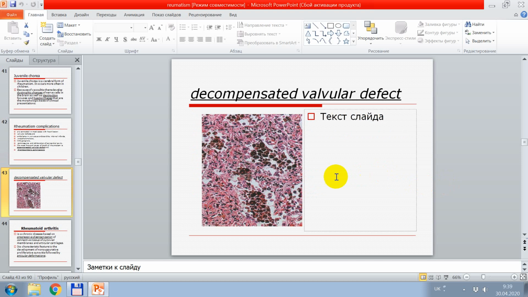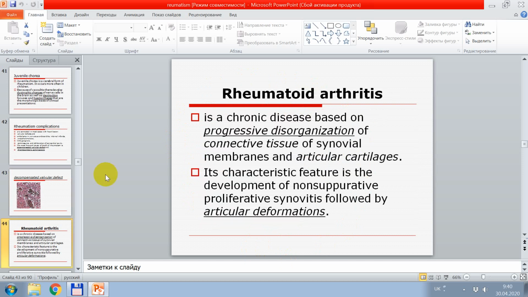In this picture, we demonstrate a complication of rheumatism, where formation of decompensated valvular defect, and then in the lung present signs of formation of hemosiderosis, brown cells. These are macrophages including hemosiderin. Rheumatoid arthritis. Next disease of this pathology.